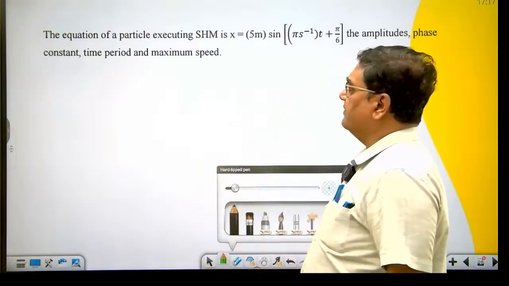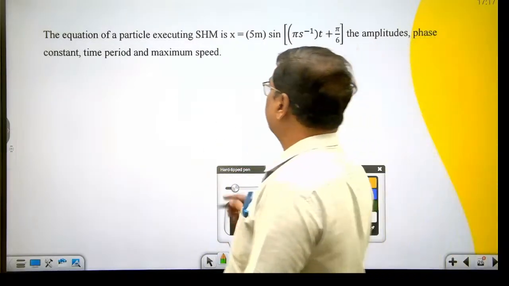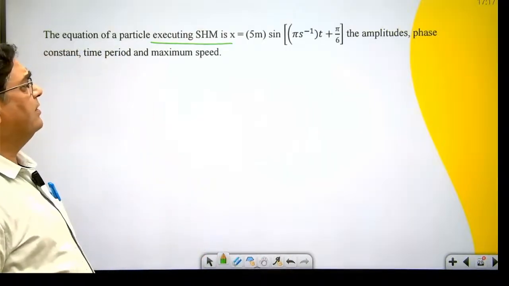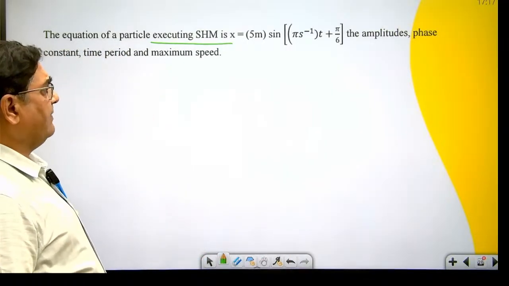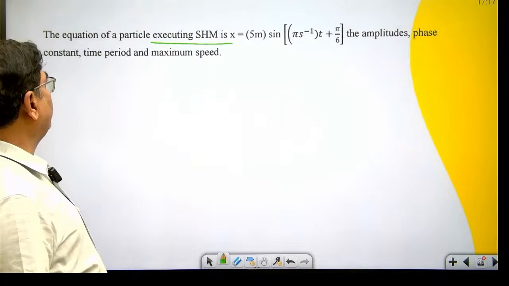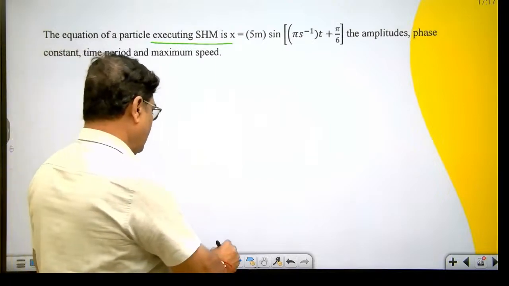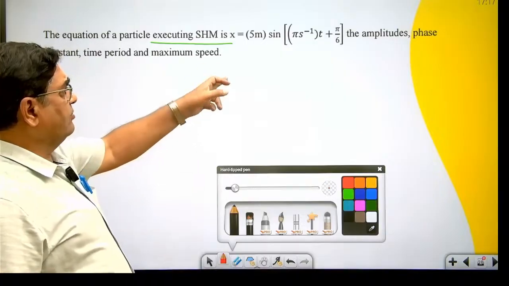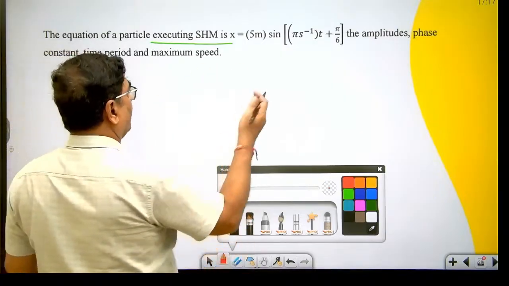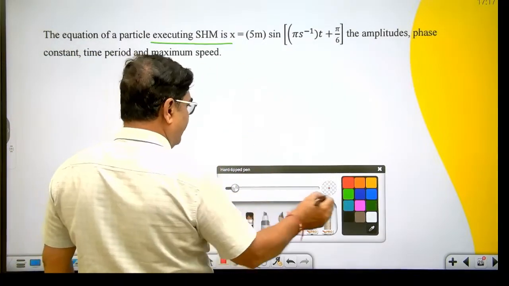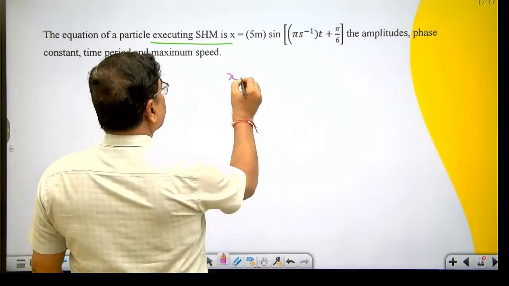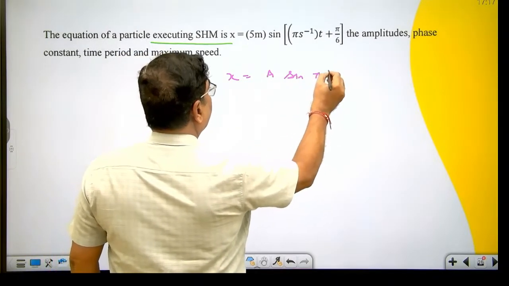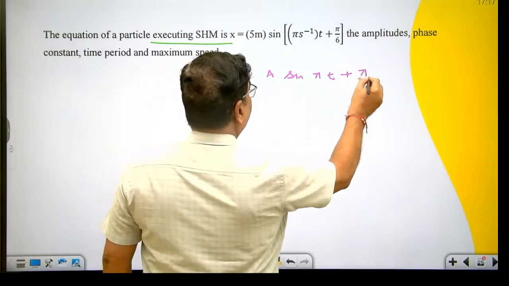In this question, it is given the equation of particle executing SHM is x equal to 5 sine pi t plus pi by 6. The amplitude, phase constant, time period and maximum speed will be. So dear student, we can compare this equation as x equal to a sine omega t plus theta, or x equal to a sine omega t plus phi, whatever you want to write.